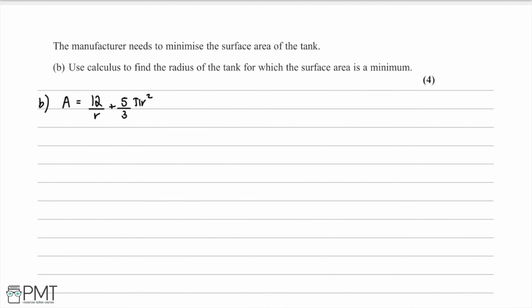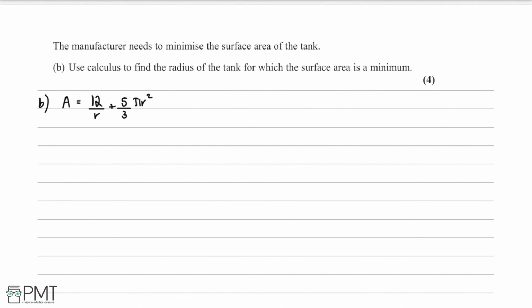So in part B of this question, we're given some further information. We're told that the manufacturer needs to minimise the surface area of the tank. And we're asked to use calculus to find the radius of the tank for which the surface area is minimum. So we first recall that we have just shown the equation for the surface area of the tank, and that's given by 12 over r plus 5 over 3 pi r squared.